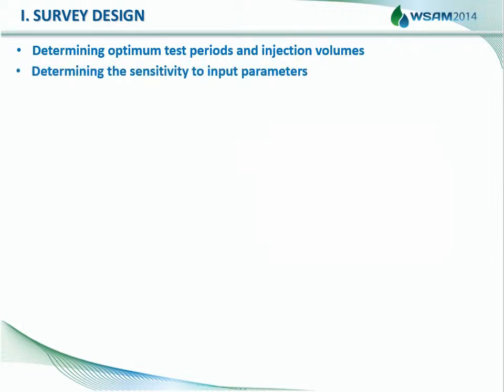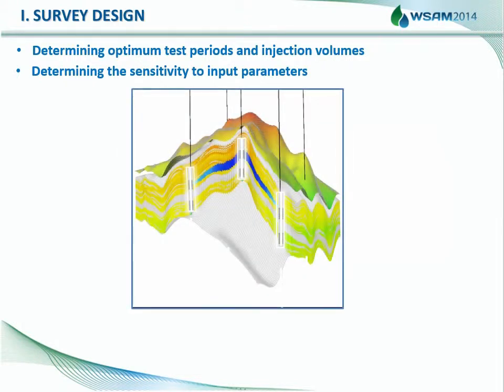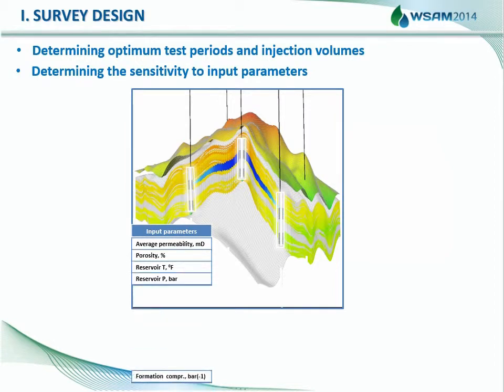Survey design. The key points here are determining optimum test periods and injection volumes, and determining the sensitivity to input parameters. Planning is performed in the following way. Input data, including core data, well logging data, past surveys, and production data, are used to determine the properties of the reservoir and near wellbore zone, such as permeability, porosity, and compressibility. Then, survey candidates are selected, a generator well and a receiver well.